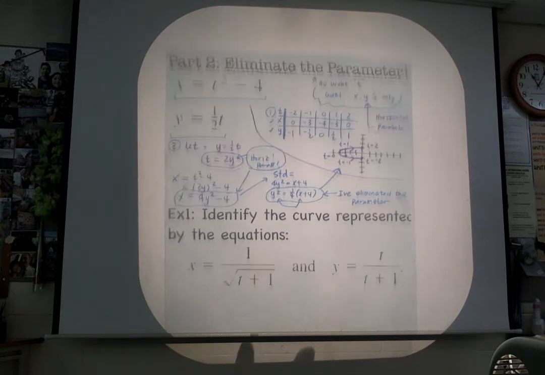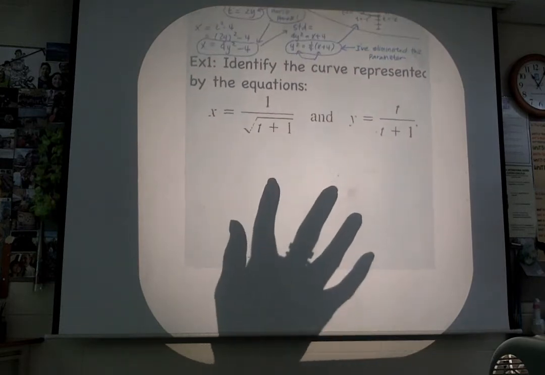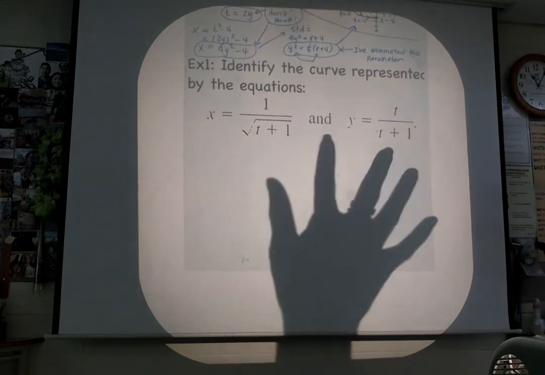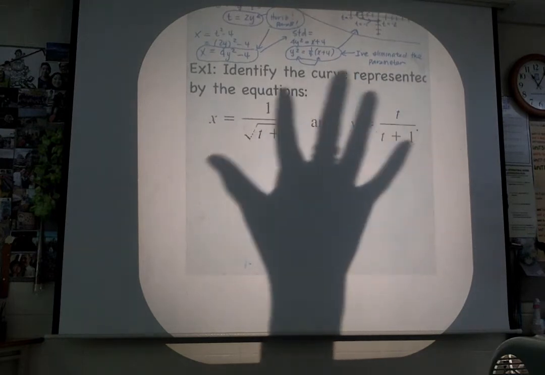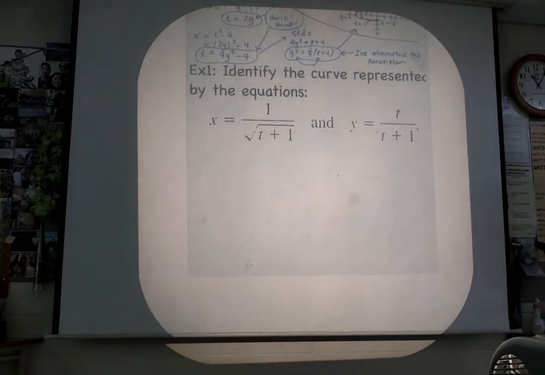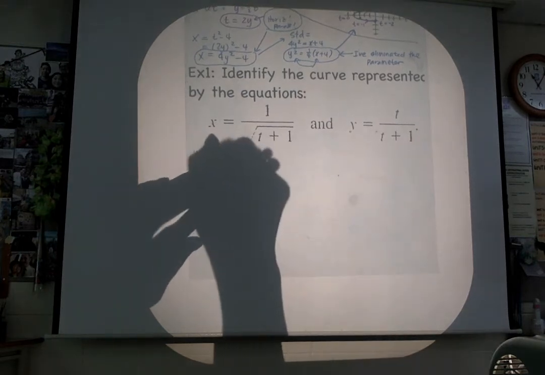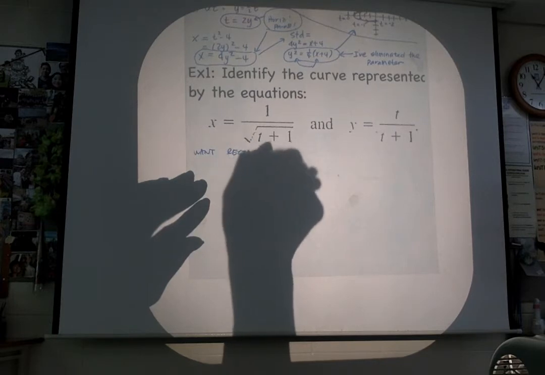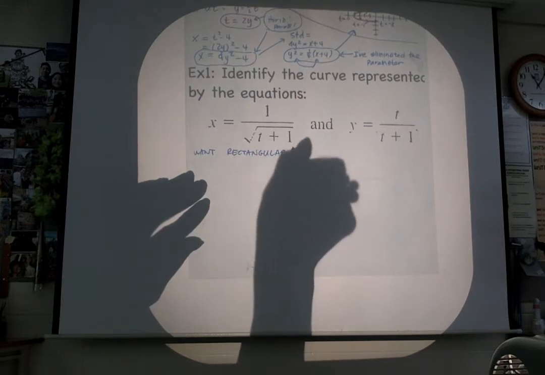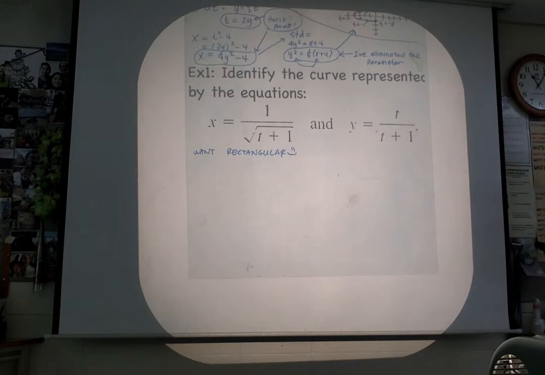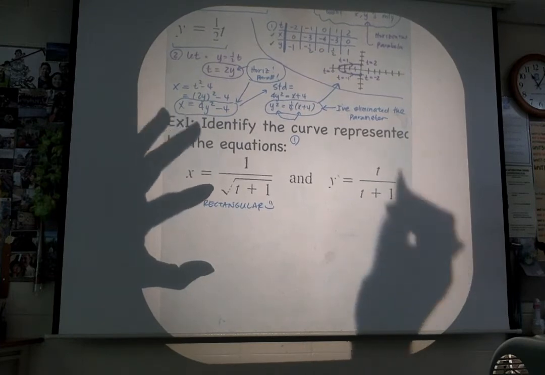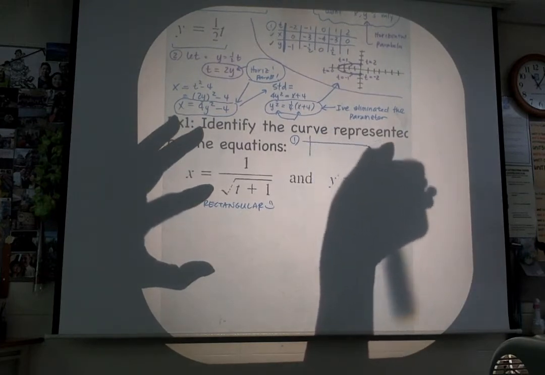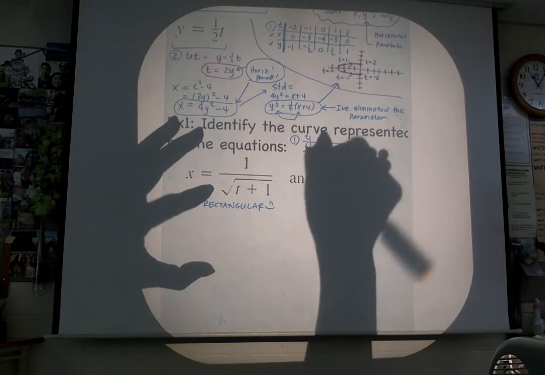Okay, let's try another one. I can already tell that these two are parametric and not rectangular. Our goal is to eliminate the parameter so it's rectangular, with no t's. But before we do that, first let's see what these would look like. So you know what I've done, you guys? I've made a table again, with t, x, y.